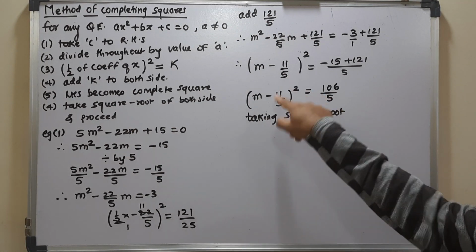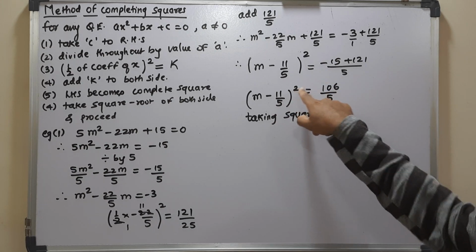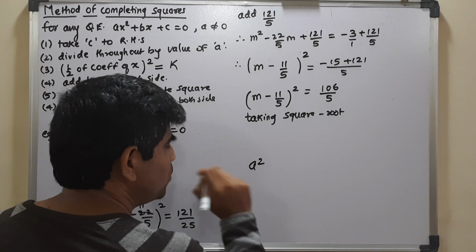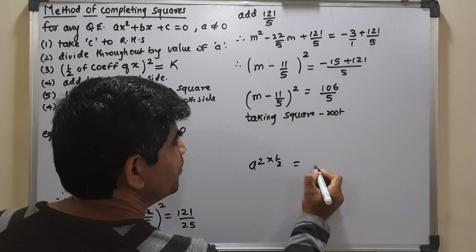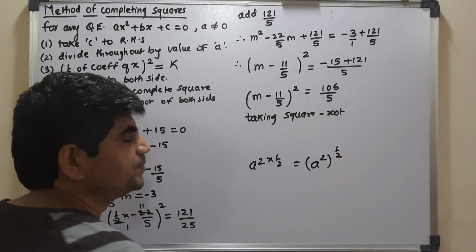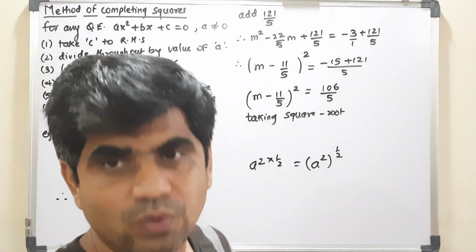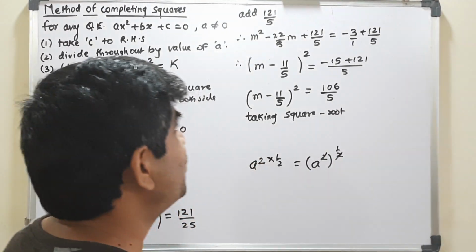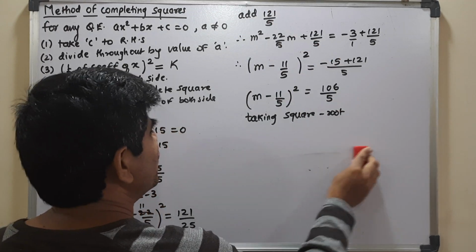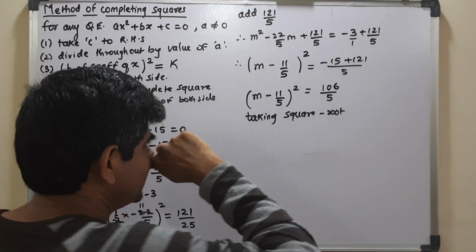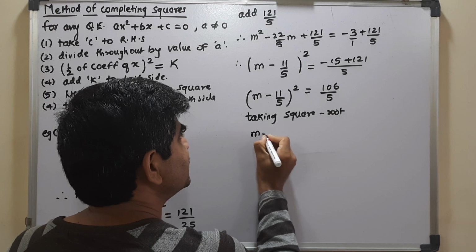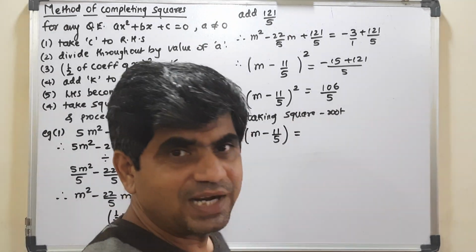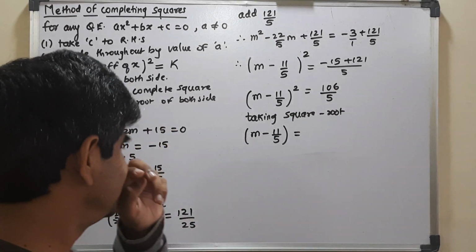To come out of that and find the value of m, I need to remove this power. Removing the power means that here it is a square, and to make it 1, I need to multiply by 1 by 2. It is a square raised to 1 by 2, which is called the square root. So we take the square root so that this and this cancel. When you take the square root of both sides, the left side has no problem. It will become m minus 11 by 5. The square vanished. But on the right side I do not have the square of 5.